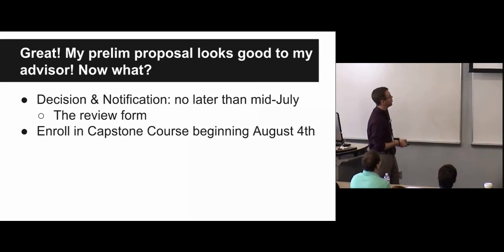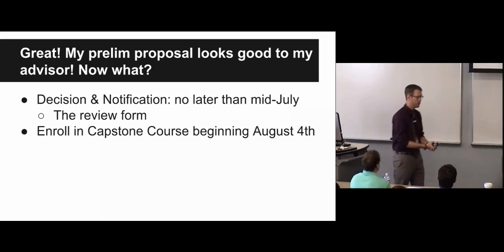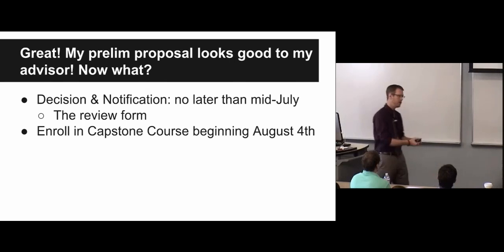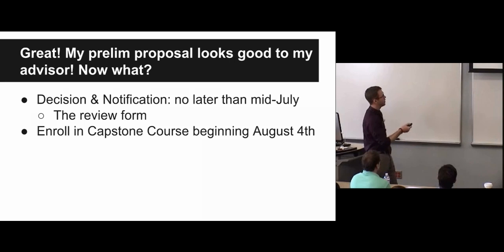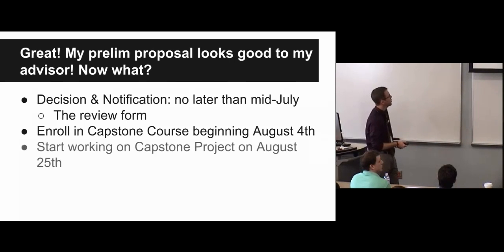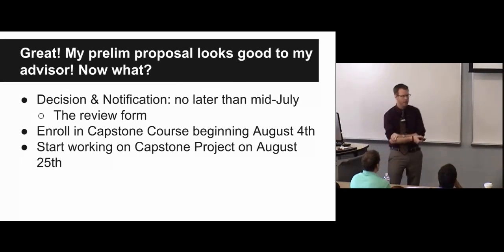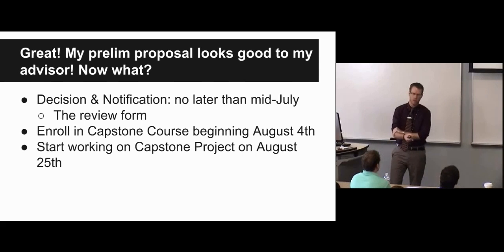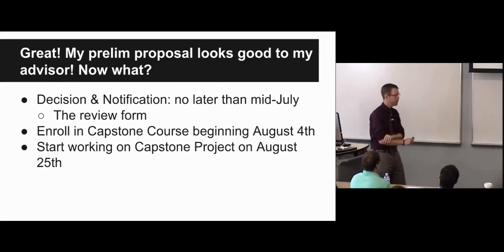So once you have a decision and notification of approval of your final proposal, now you can move forward and you can enroll in the Capstone course. So for example, you may then start working on your Capstone project on August 25th because that's when the semester starts. And this is of your second year, obviously. Okay. So that's an example timeline.